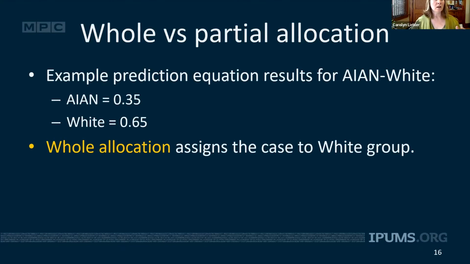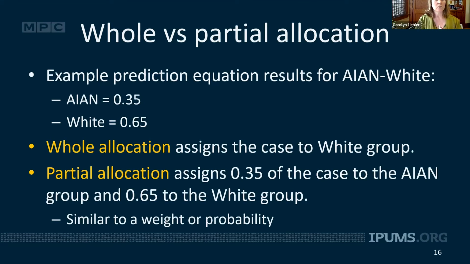So whole allocation would take this information and say, okay, we're going to call this person white because the white number is higher. And partial allocation would say, no, we have more information than that. Let's use it. So let's treat it as a 0.35 in the American Indian category and 0.65 in the white category and treat it like a weight. That's partial allocation.